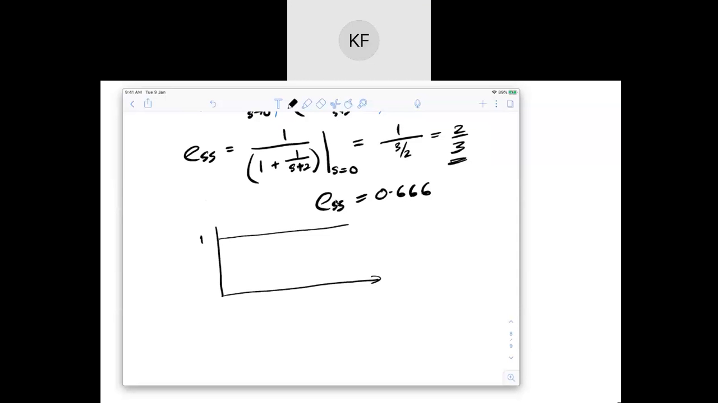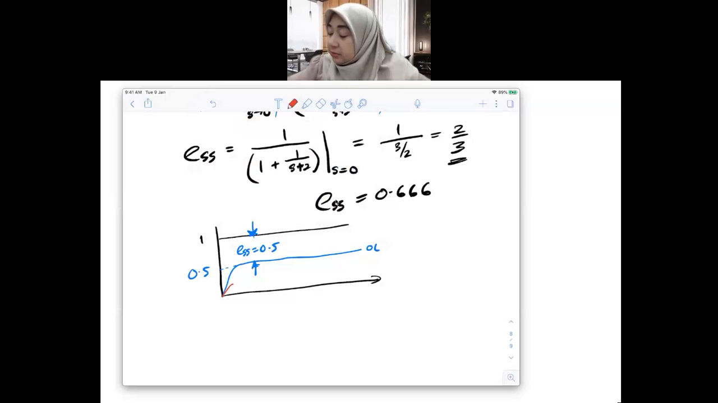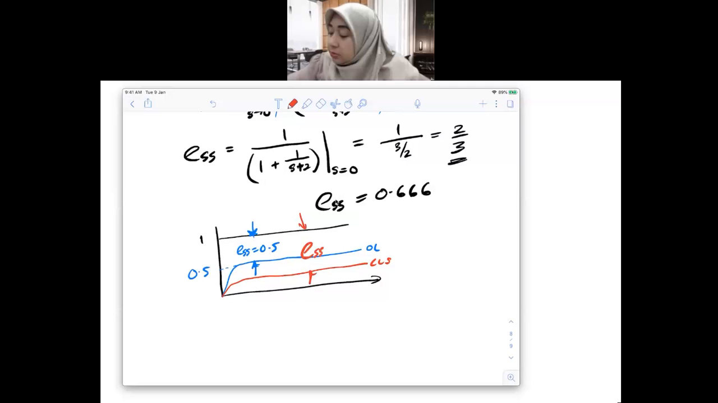Before we have a half, isn't it? Let's write the one with open loop. This is the open loop system just now. This is 0.5, isn't it? Before, the error is 0.5. Now you have even worse. Okay, even worse. Your closed loop system, your error is how much? 0.66. Yes, it's more than before.